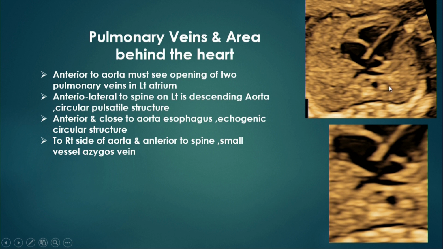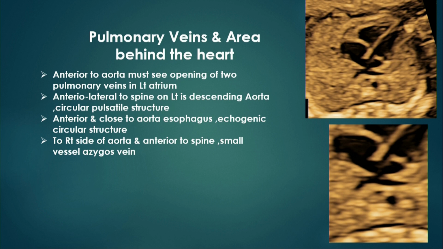Pulmonary veins: you must see a pair of pulmonary veins opening into the left atrium. Area behind the heart: this is the spine. Anterior and to the left of the spine is a pulsatile structure, this is the descending aorta. Anterior to the descending aorta is an echogenic structure, this is the esophagus. You may see a dilated esophagus during fetal swallowing, but as soon as fetal swallowing is over, it collapses. And to the right and anterior to the aorta, this is a small circular vessel, this is the azygous vein.